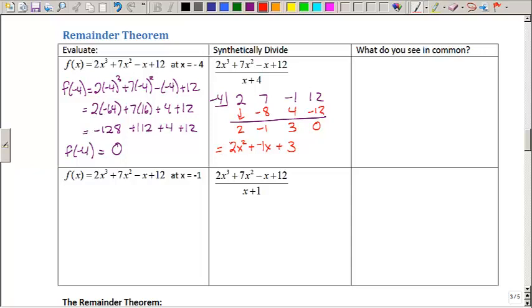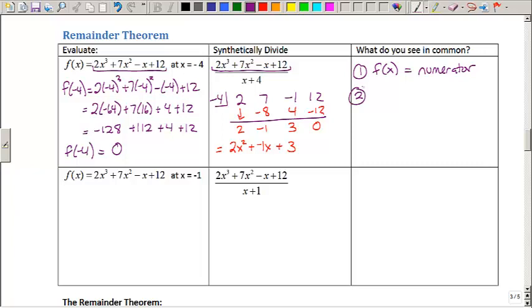Okay, what do you see in common about these two processes? This is where I would usually have my students call out, but I understand we're in a video setting here, so you can't necessarily call them out. But one thing that my students usually see is that we started off with the same polynomial as the numerator. So f of x in the evaluate step was equal to my numerator in my synthetic division problem.